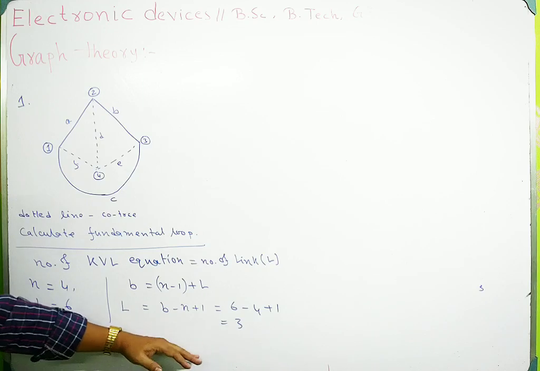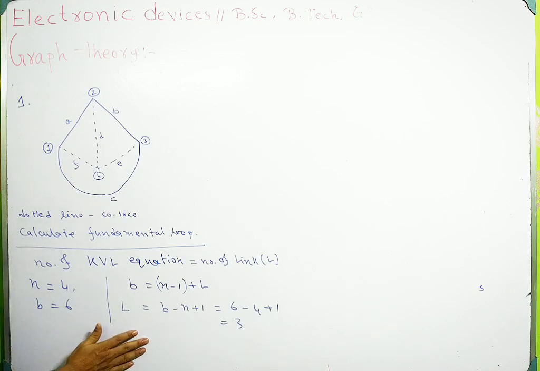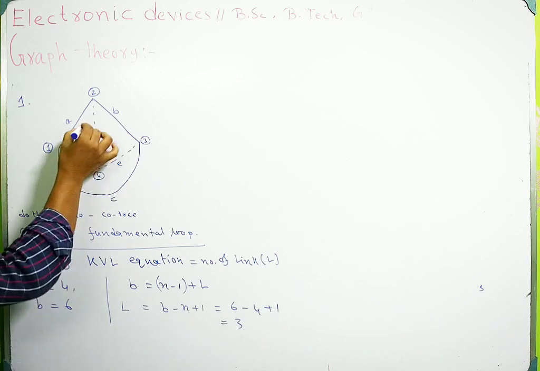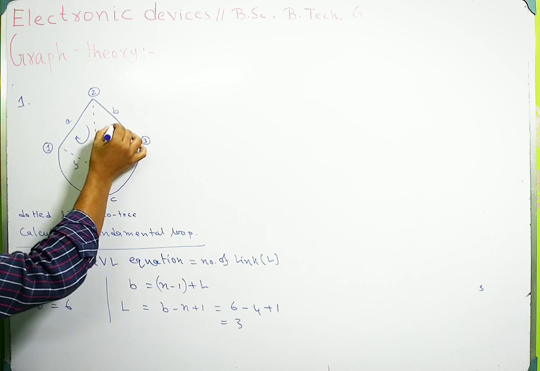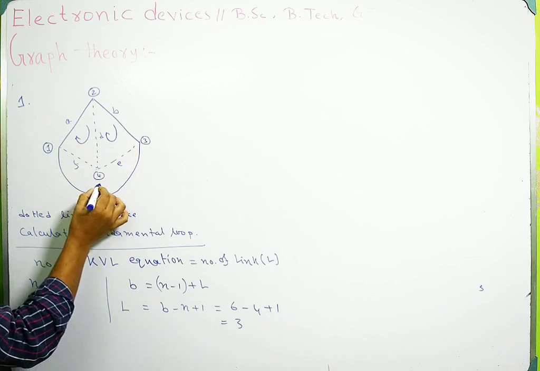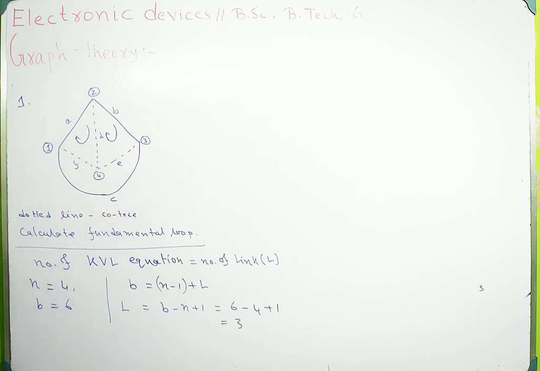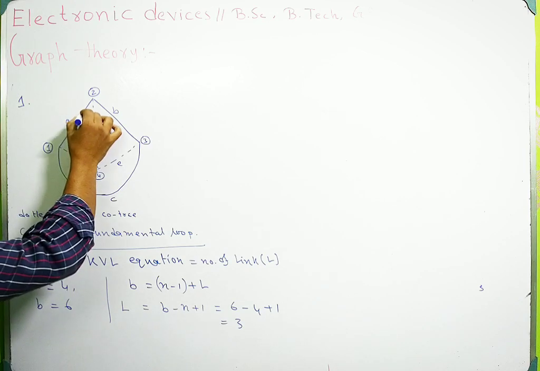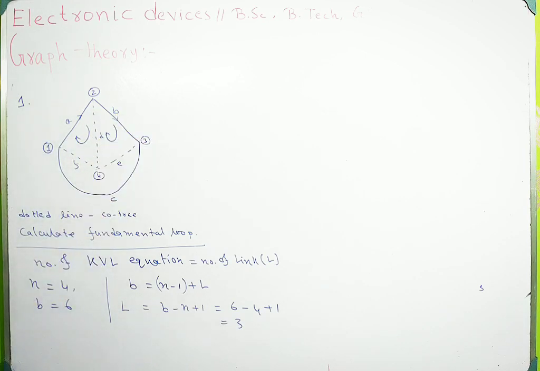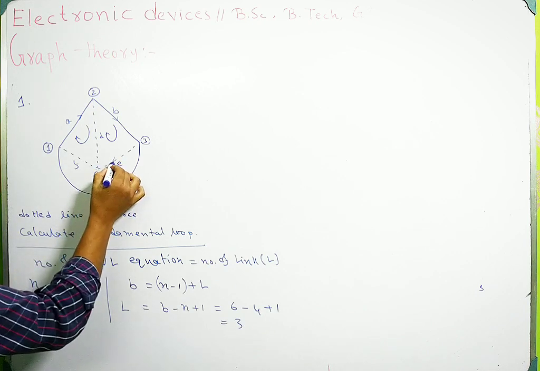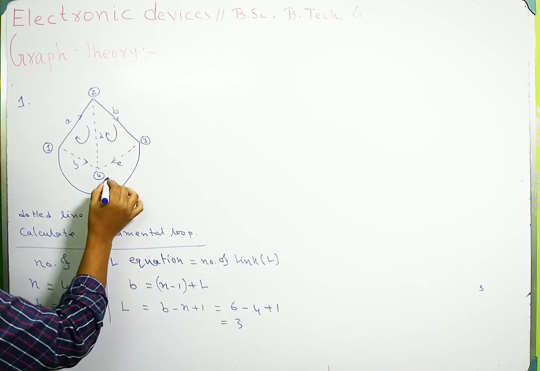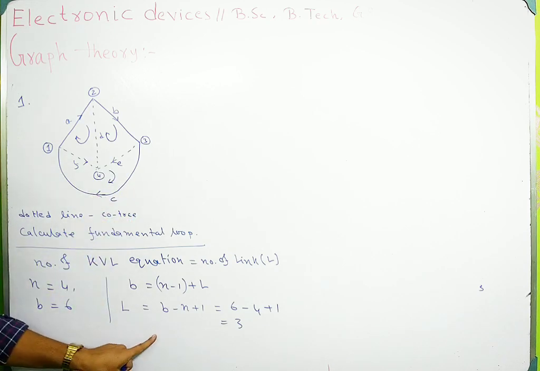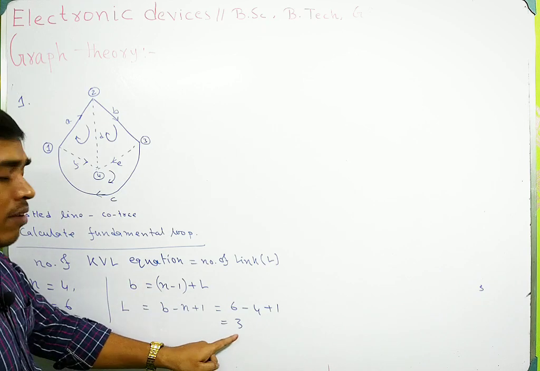So what will be the loops? You have to denote which ones are loops. So here, this is one loop, this is one loop, and this is also one loop. Suppose this is the direction of the current flow. This is another loop. So the number of loops is 3.